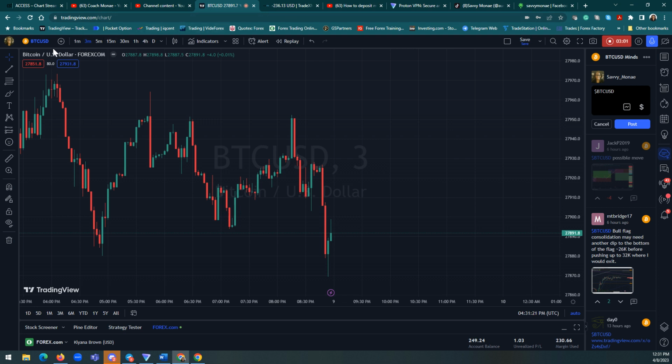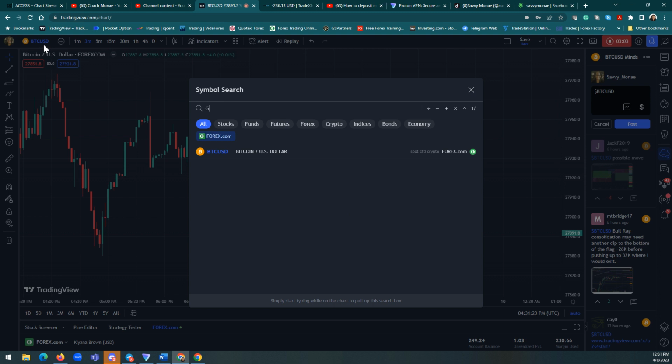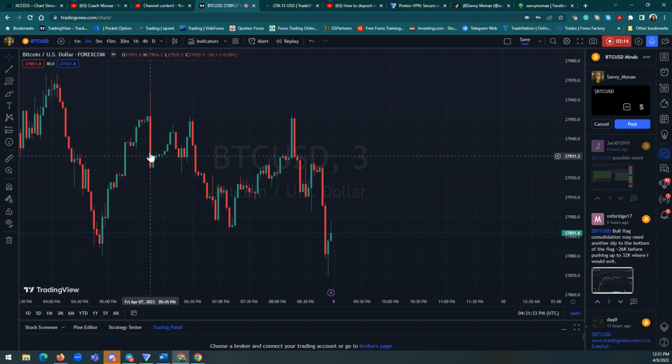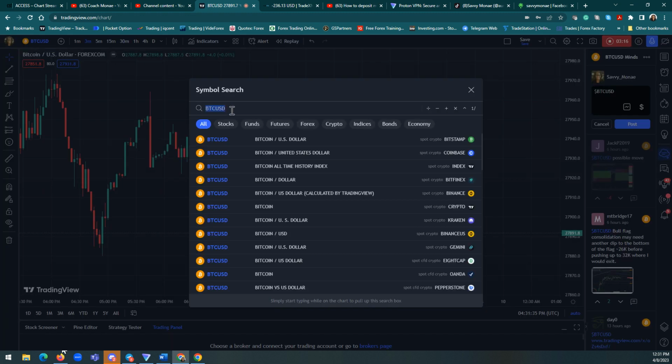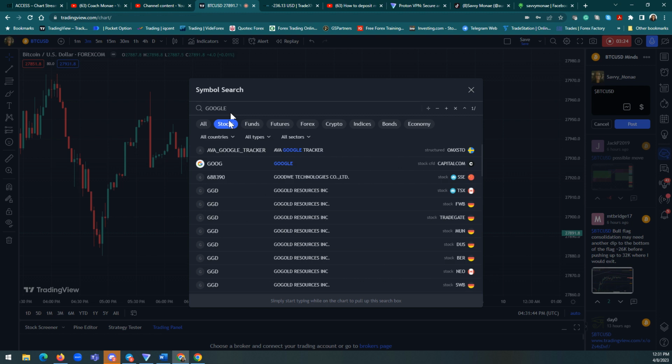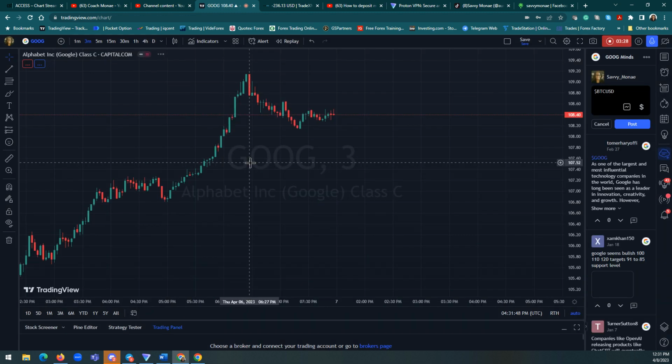So let's go look at Google. Since we're talking about Google, let's look at that ticker. Hold on, let me log out of my broker so we don't run into any hiccups, because it's not going to allow me to trade stock, and Google is a stock. We need to find the stock, Google. Here we go. There goes Google.